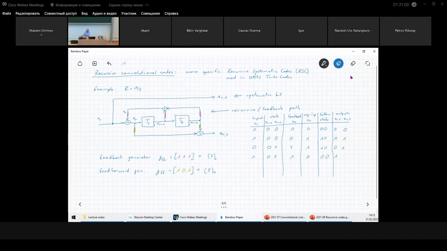XR plus XR minus 2 will be 1. This one again, this looks a bit strange. XR is 1, XR minus 2 is 1, sum is 0. So this needs to be a 0.